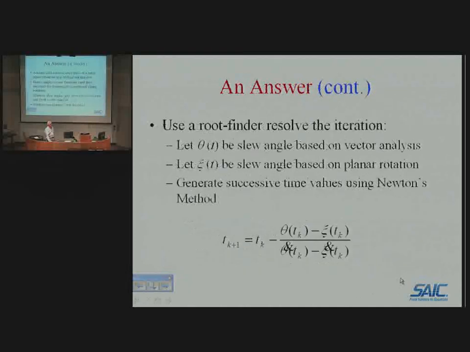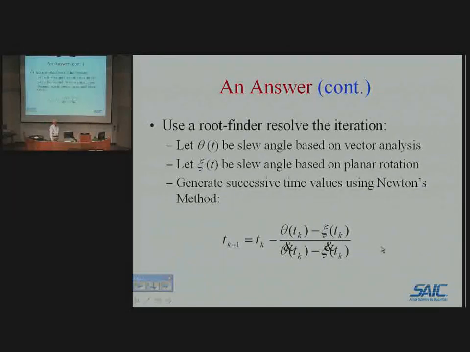In this case, that makes the Newton's method update expression look like this. We'll use the Greek letter theta to refer to the slew angle as based on vector analysis. That's the thing that we looked at in the diagram. We'll call xi of t the slew angle based on the planar rotation equations that we'll get from physics, and we'll generate successive approximations using Newton's method, which is: the next value of the independent variable is the previous value minus the ratio of the functions evaluated at that to their derivatives evaluated at that.